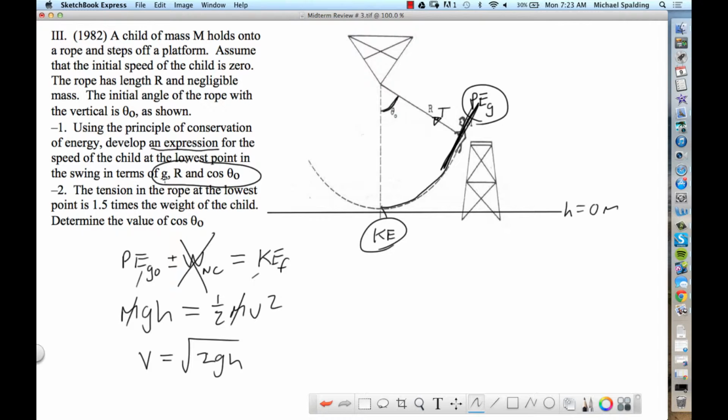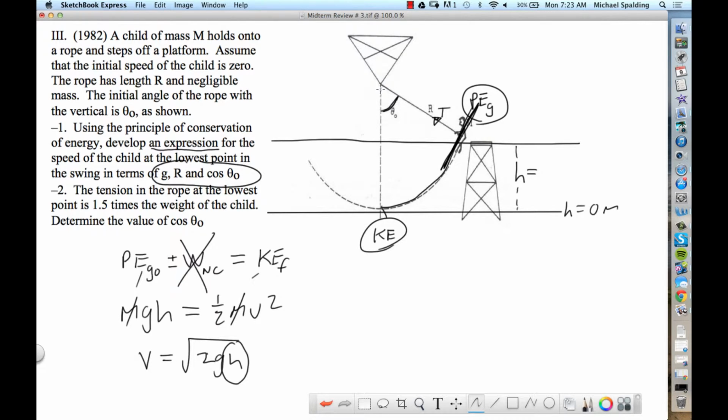We're allowed to use g, r, and cosine theta. So we have to deal with this h. What could we say about h? Draw a line right here. His h is this height here. So we need to find what that h is in terms of r and cosine theta.